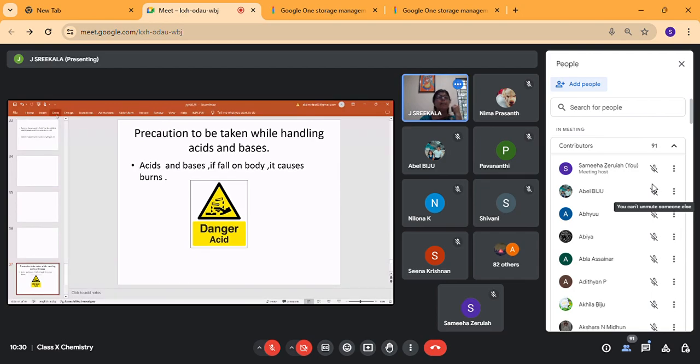We must take care that it does not get ingested in your body. We should not touch this acid or base. We should take it in a dropper or pour it into the test tube carefully. All these things we must be careful about.